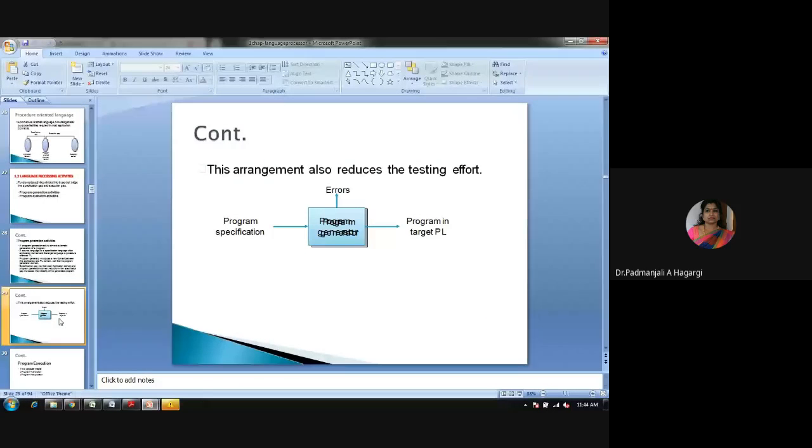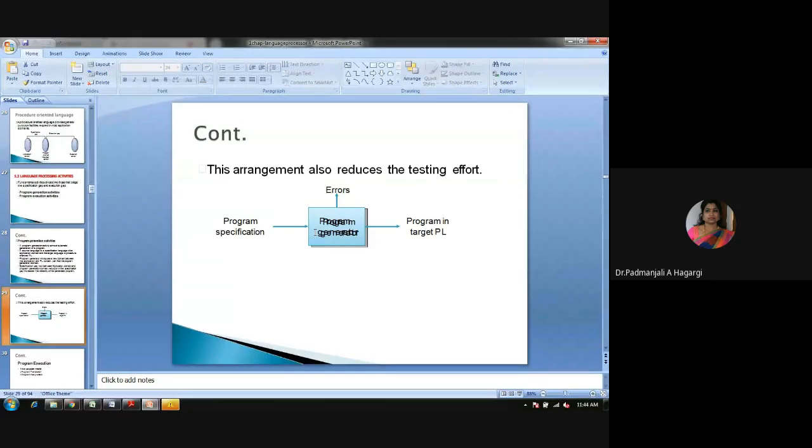Here, in the specification of the program, now the arrangement reduces to the testing effort. In the specification of the program, if the program has an error, every big program, every compiler has its own capability of rectifying the errors. That itself is called the compiler, or it may have the interpreter. Both of them do the same job.